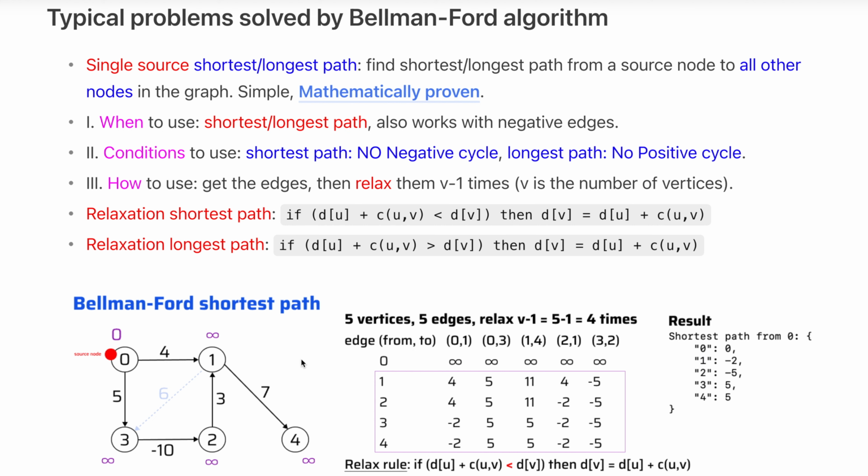Now for a soft proof of how it works, each relaxation is simply trying different ways to get from the source node to the destination node. For a graph with 5 vertices, if the graph is strongly connected, we have maximum 4 different ways from a vertex to the other. That's why the relaxation is 5 minus 1, which is 4 times here.